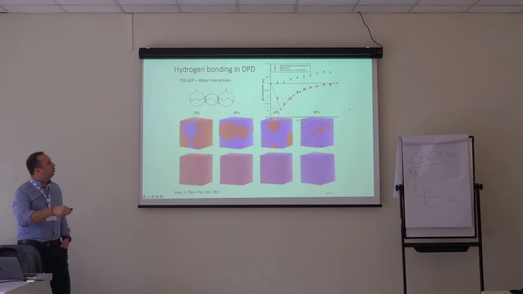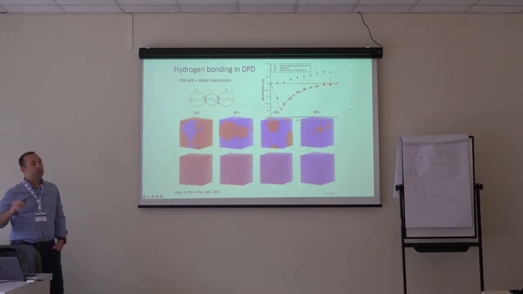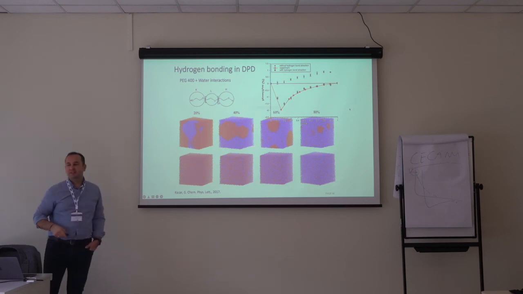We later moved to the more complex systems with this hydrogen bonding issue and the alternative bead size issue, with polyethylene glycol oligomers and water interactions. The negative excess volume is nice, so this is classical DPD. So sorry, without the hydrogen bond, this is with the hydrogen bond. And without the hydrogen bond, you see that this is phase separating, which is quite unrealistic, but of course you need to have this type of system.